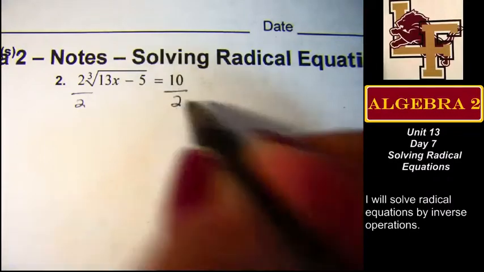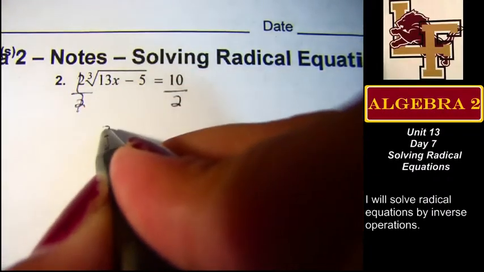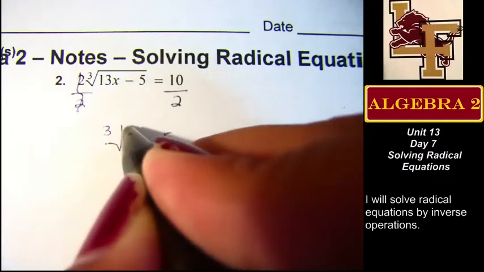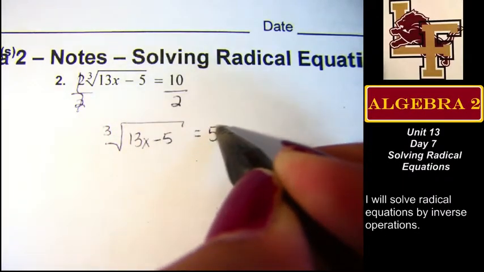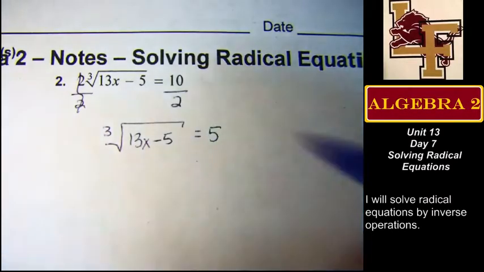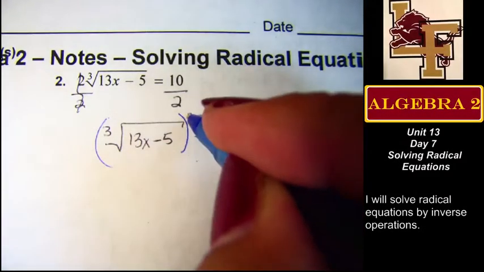Divide, he said. Divide both sides by 2. That gets rid of it here. Cube root of 3x minus 5 equals 5. How do you undo a cube root? Cube power. So I'm going to raise everything to the cube power.